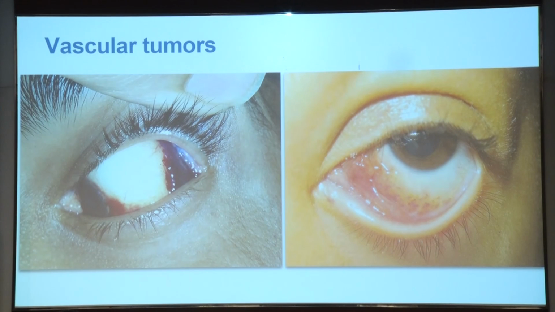So some vascular tumors, Dr. Fairuz showed pyogenic granuloma. Some other vascular tumors, this is like a varix, and this is a venolymphatic malformation. Basically, these are mostly extensions of the orbital components which protrude anteriorly.